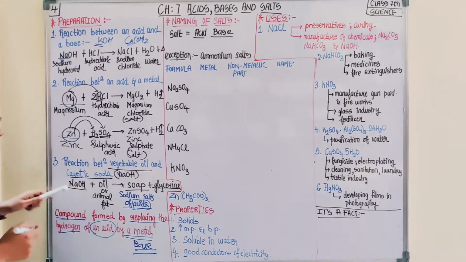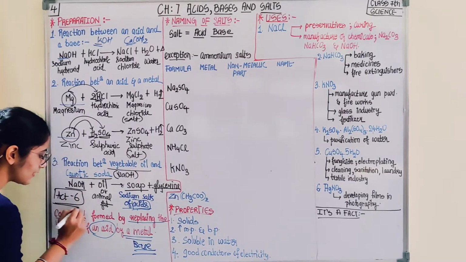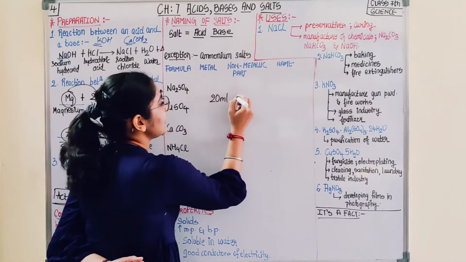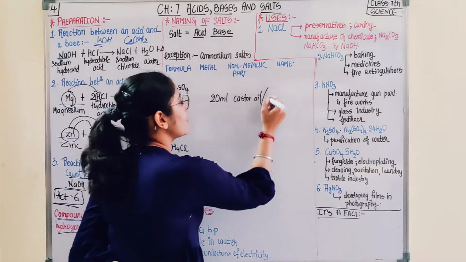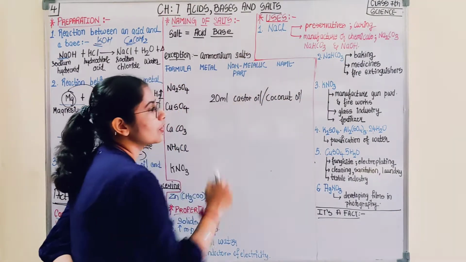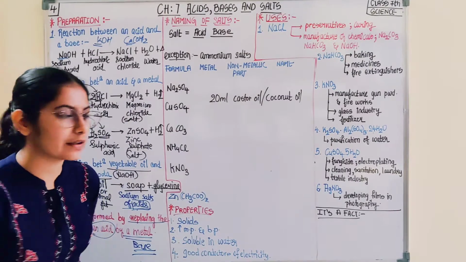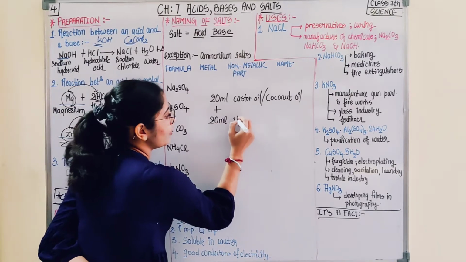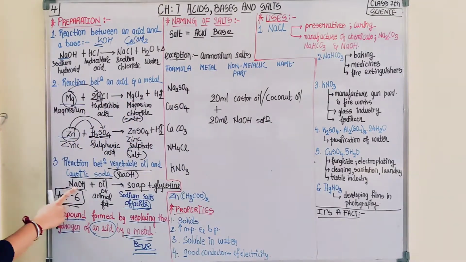There is one activity given, activity 6, regarding the formation of soap, wherein you have been asked to take 20 ml of castor oil. You can replace the castor oil with coconut oil. Basically in activity 6 they are asking to make soap at home. So you take 20 ml of castor oil or coconut oil, and to it you add 20 ml of NaOH solution, that is sodium hydroxide solution, or caustic soda.